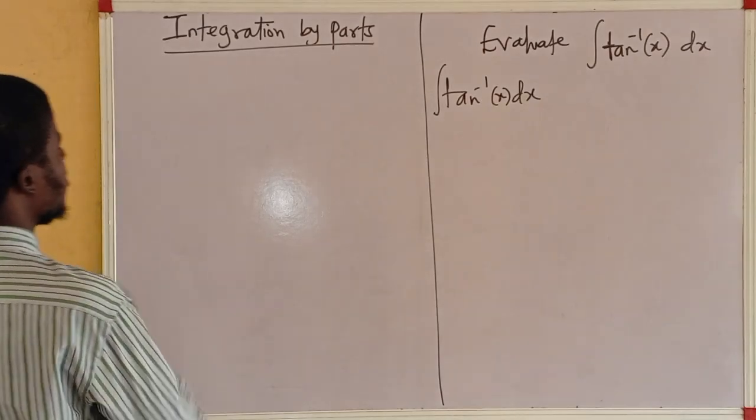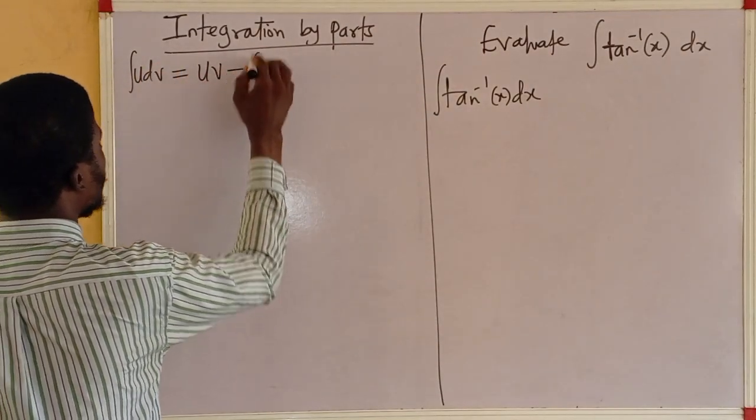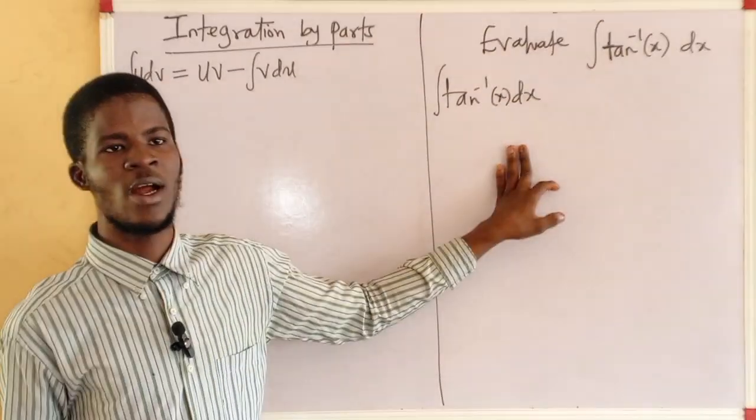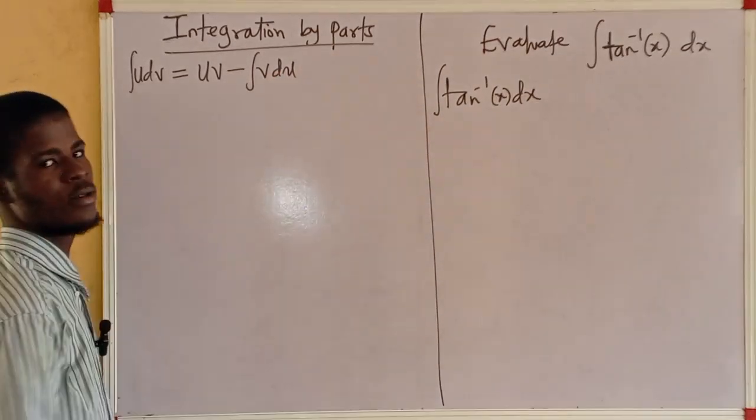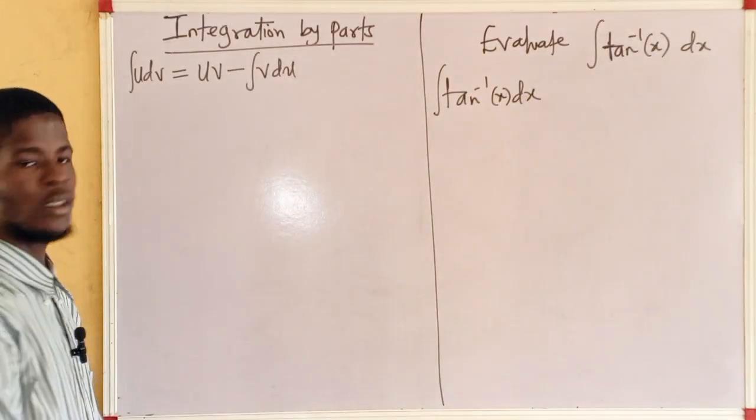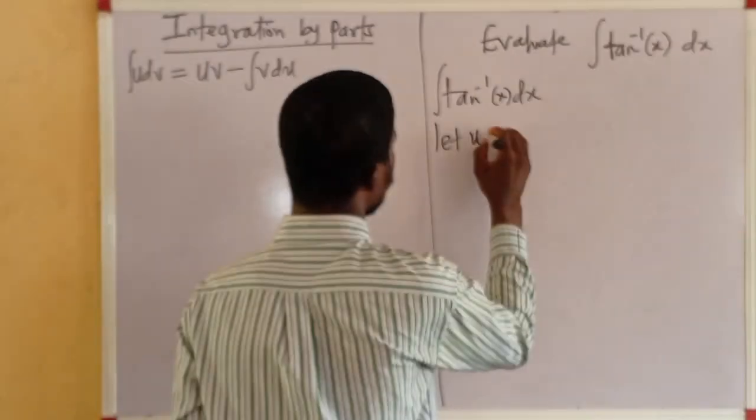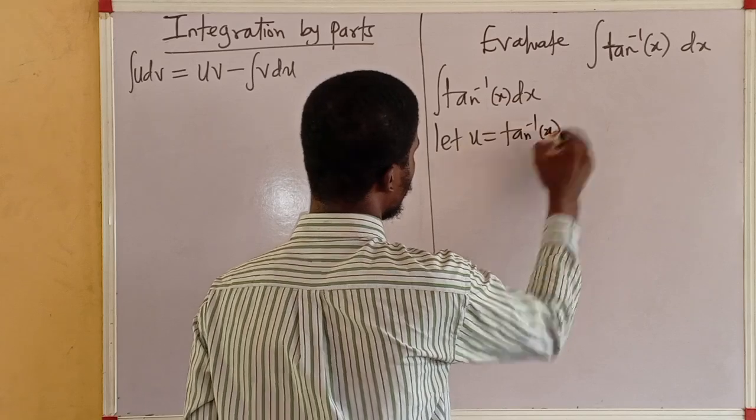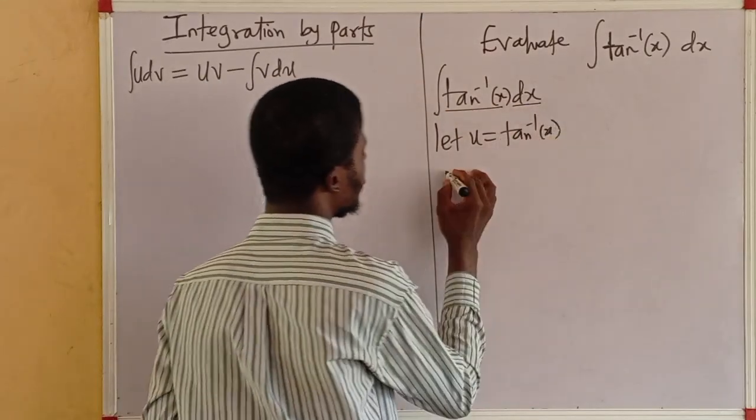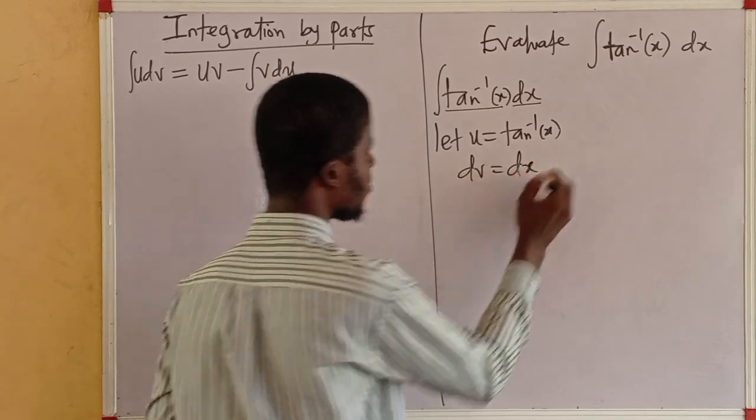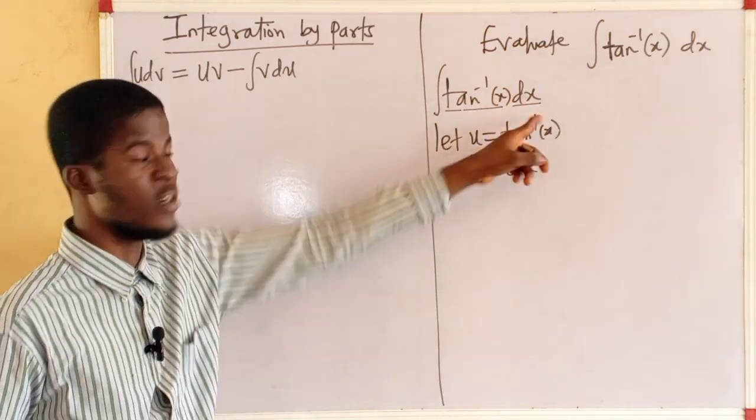The integration by parts formula says the integral of u dv is equal to uv minus the integral of v du. Looking at this integral, at first it seemed that integration by parts cannot be applied to evaluate it. But let's see if it will work. I'll let u be equal to the tan inverse of x. If I set this to be u, what's remaining? dx. So I'll let dv be equal to dx. So u is tan inverse of x and dv is dx.